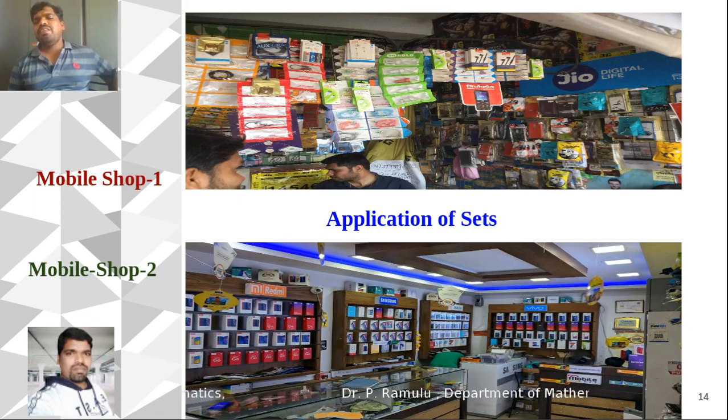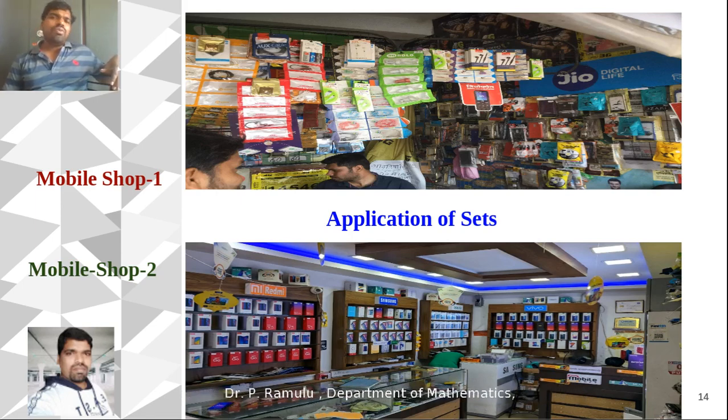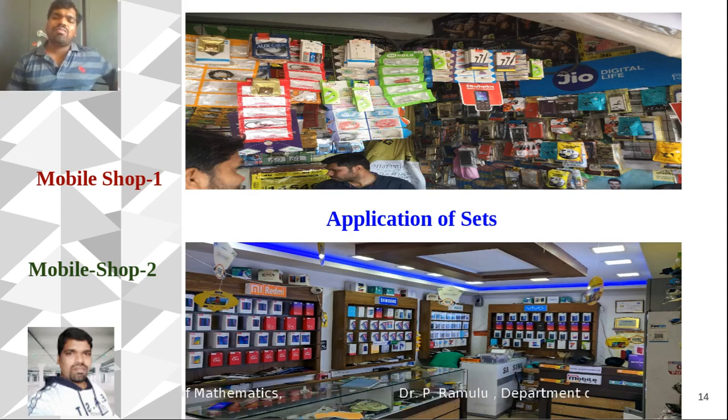So what is happening there? People are knowingly or unknowingly using the application of sets from childhood onwards, but we don't know all these things. If we go to a forest, some trees are placed in clumsy places. If we put trees in a row, the same type, the same category of sets, it looks good. The second plot is very good, right?